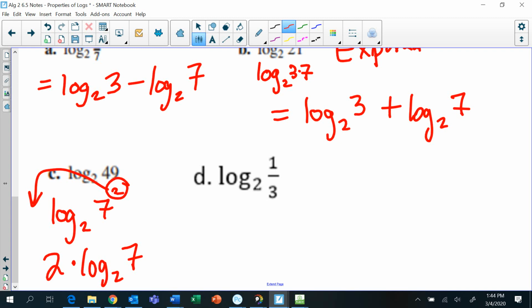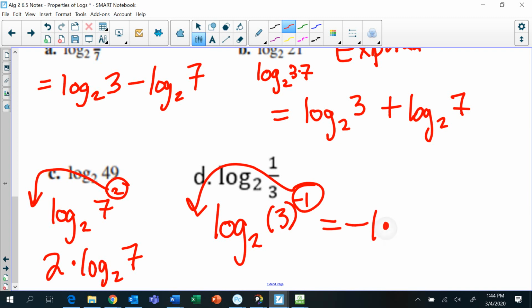Katie, say again what you said. 3 to the negative first. Right, if we do 3 to the negative 1, what does that negative 1 power mean? Right, so that is 1/3. These are equivalent. So now where does that negative 1 go? In front. So negative 1 multiplied by log base 2 of 3. Okay? With the quotient property, isn't it technically how we would keep changing the fractions?